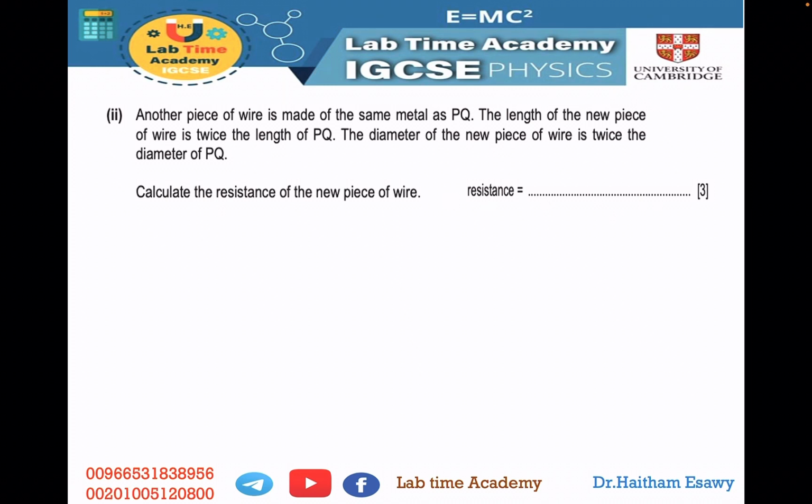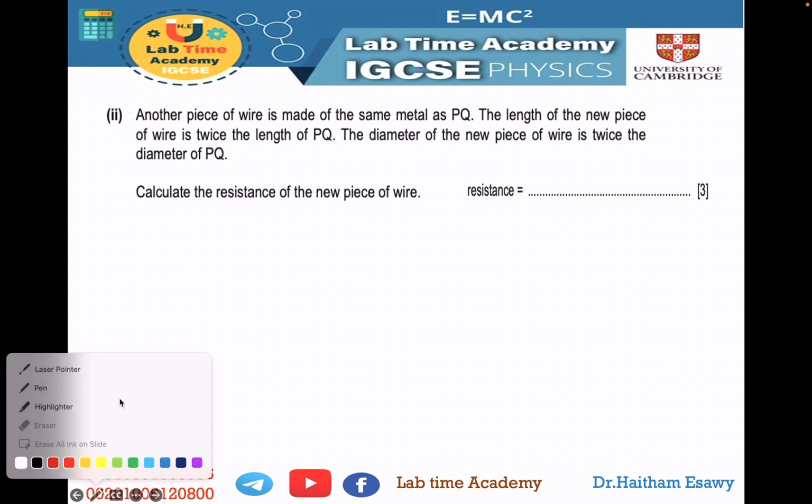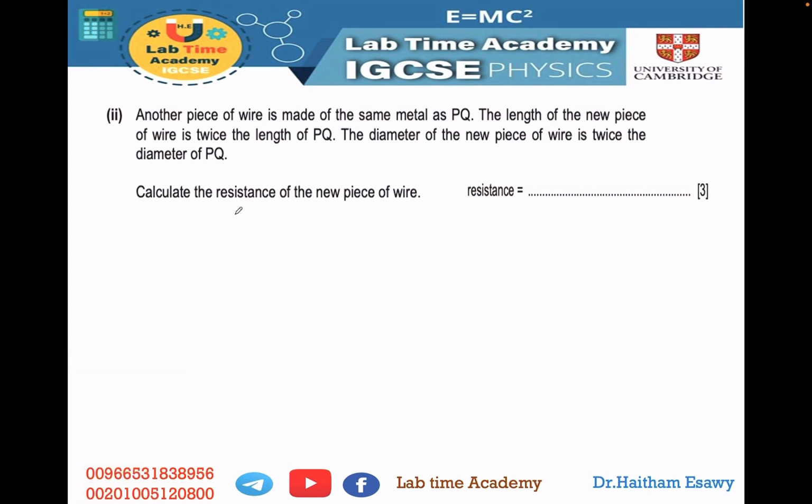Actually, in this question, we have two main points. The first point, he said the new piece of wire is twice the length of the PQ. And the second point, the diameter also will be twice. The diameter of the new piece of wire is twice the old diameter.